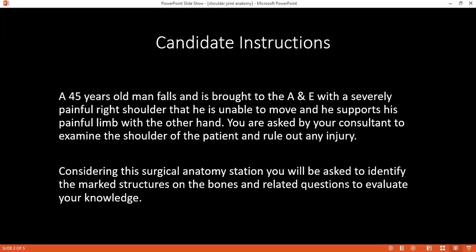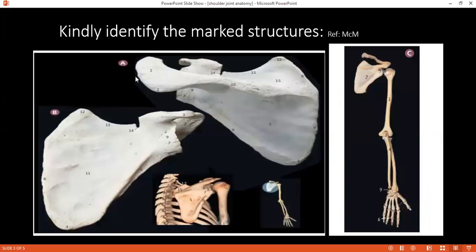Okay, so if you have read and understood the anatomy station, kindly tell me if you can identify the bone in A and B. It is the scapula. Showing which side? In A, ma'am, 2 is the acromion. Can you identify this is the scapula of which side, please? Right or left? It's the right side.